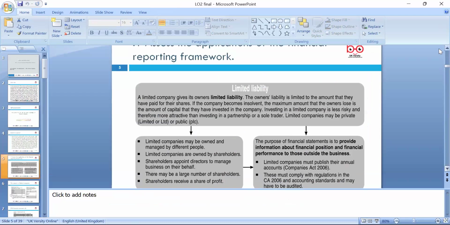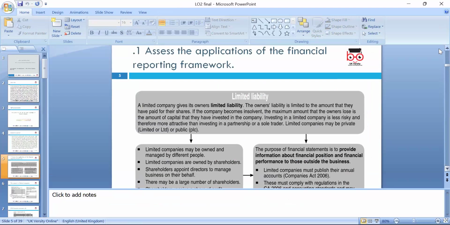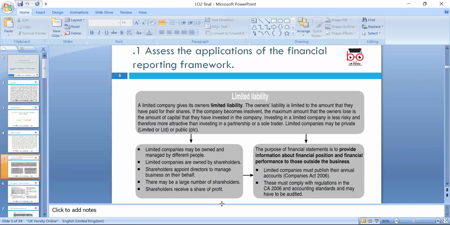First we have assessment criterion 2.1, assess the application of the financial reporting framework. A limited company gives limited liability and is registered at Companies House under the Companies Act. Companies have two types: private limited and public limited. Private is registered with private investors, and the public limited company requires £50,000 worth of investment, registered at Companies House and on the stock exchange. They issue shares to the public, and shares can be ordinary or preference shares, and we can look at the registered capital to raise.